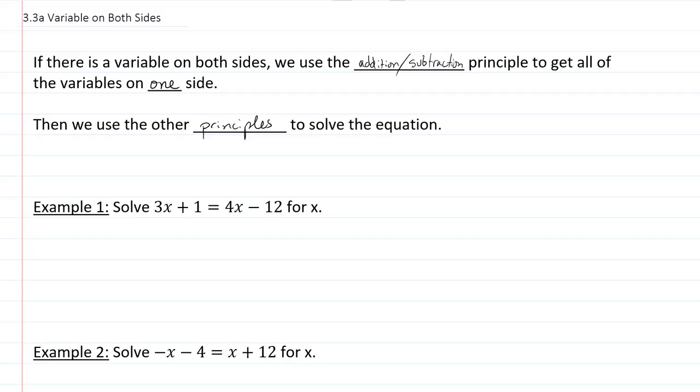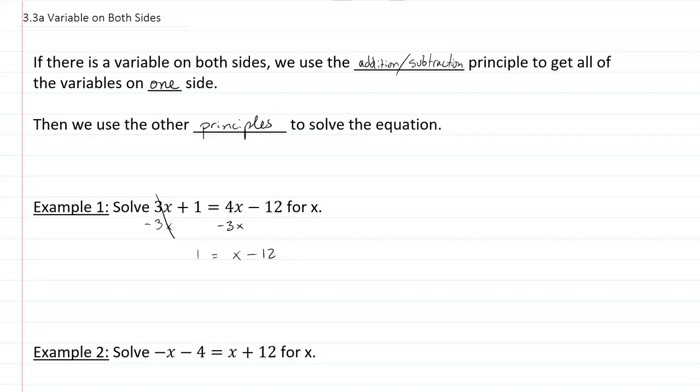So, first of all, we want to get all of the variables on one side. So let's use the subtraction principle to get this 3x over on this right-hand side. So we have to subtract 3x on both sides. So what happens? 3x minus 3x is just 0, and 4x minus 3x is just x. And we bring down everything else.